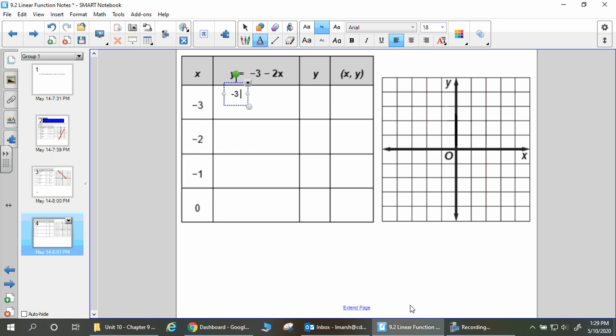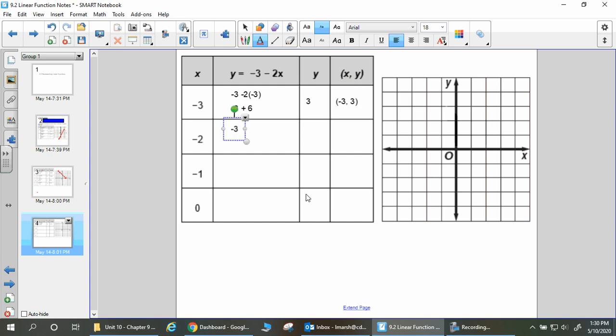So -3 minus 2 times, and my x value is -3. So I still have this -3 in front. This is multiplication, so you can treat this as -2 times -3. Well, a negative times a negative makes a +6. -3 plus 6 is +3. And so ordered pair, -3, +3.